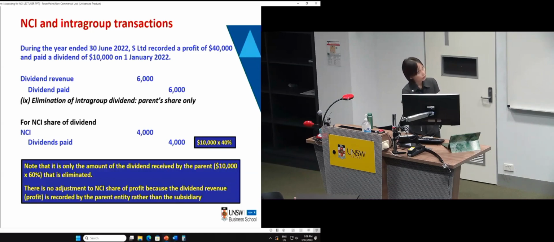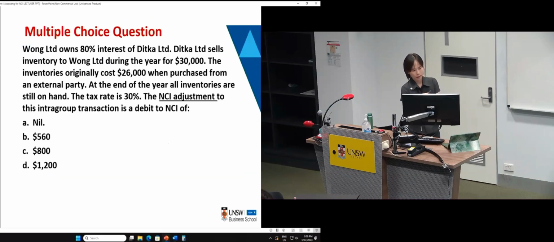And the elimination of this dividend revenue simply reduces the profit of the parent. It has nothing to do with NCI, right? But when a party directly receives cash dividend from the subsidiary, then an adjustment entry is required. So debit NCI, NCI decreases as the subsidiary's net assets decrease. All right, now let's look at the following MCQ.